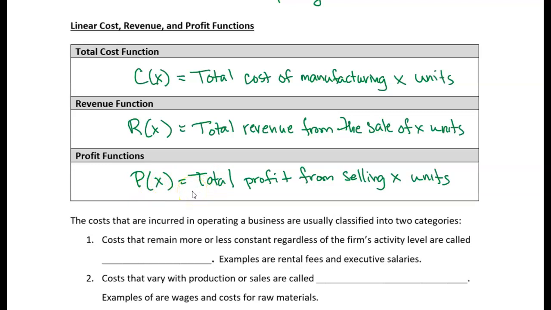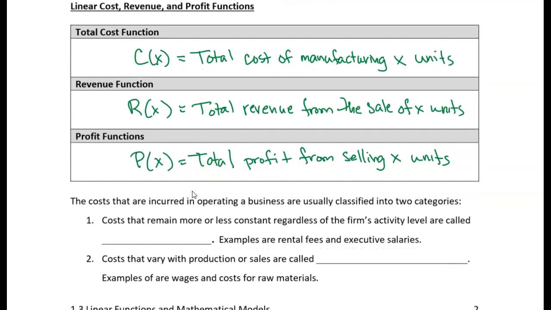All right, so it's just a little vocabulary here that you need to know. There are different kinds of costs associated with manufacturing a product. There are some costs that are just constant. They're constant regardless of how many units you produce. So you have to keep the lights on. You have to pay your human resources people. There are certain fixed costs that you have regardless of how many units you sell, and those are called fixed costs.